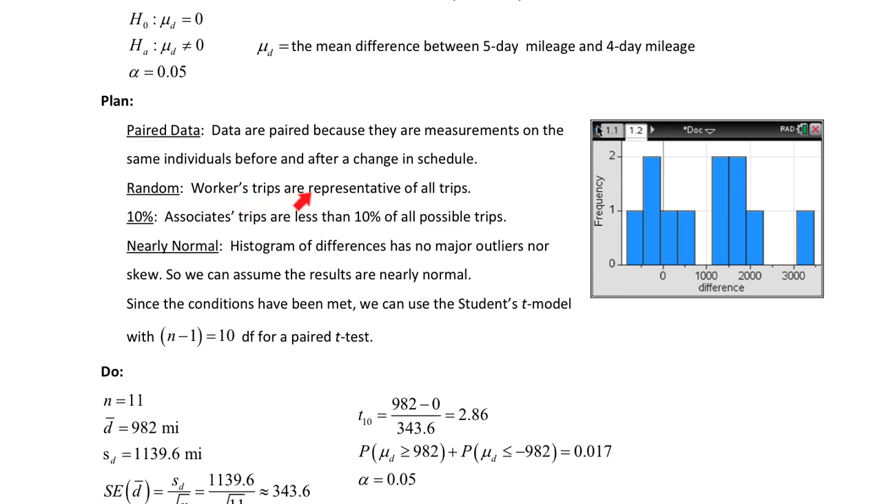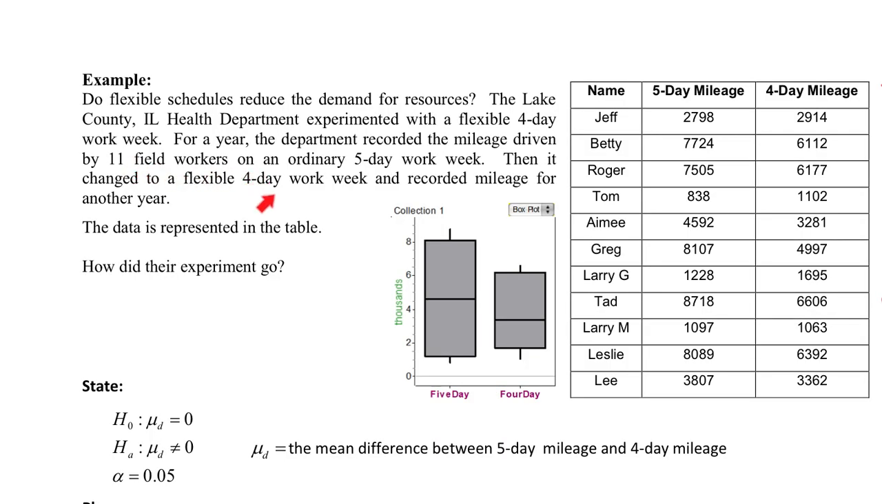It was random. The workers' trips are representative of all trips. When we look back up here, it doesn't really say anything was randomized, and I think it's odd they didn't mention maybe they randomized the order. It looks like everybody's second week was a 4-day week, which is odd. I'm surprised they didn't mix that up. But we can just assume that within those 2 weeks, that's a good representation. There really wouldn't be a way to randomize this, except to randomize the order of when they did a 4-day or 5-day week. I guess that would just cause some confusion, so it makes sense they did not do that.